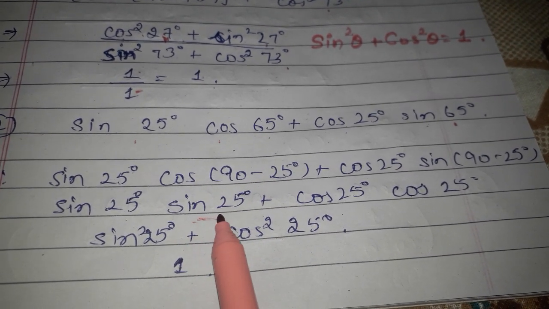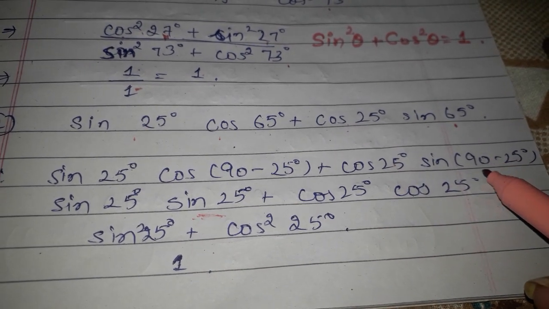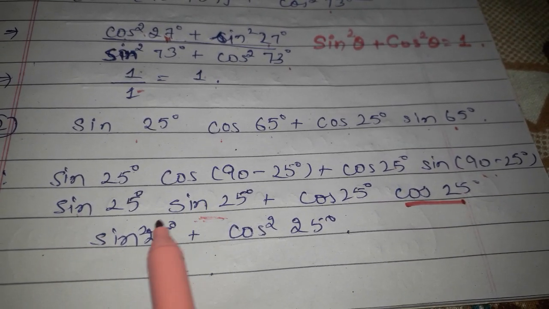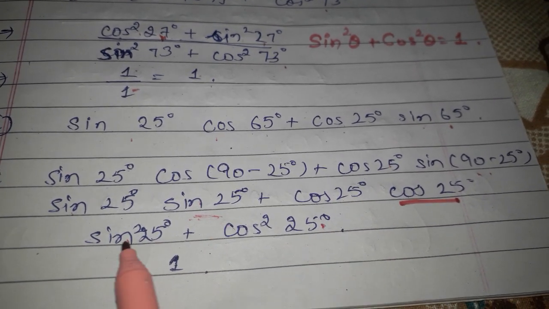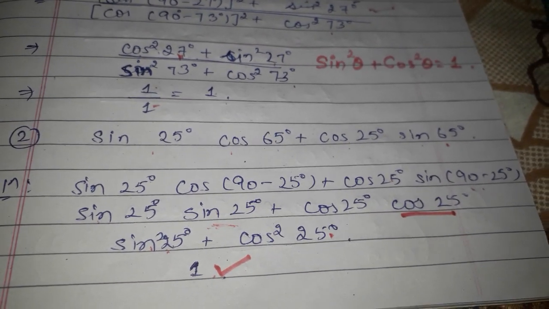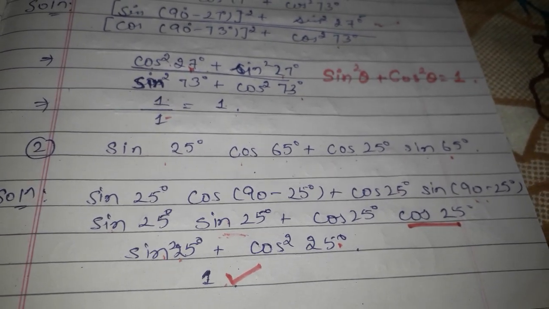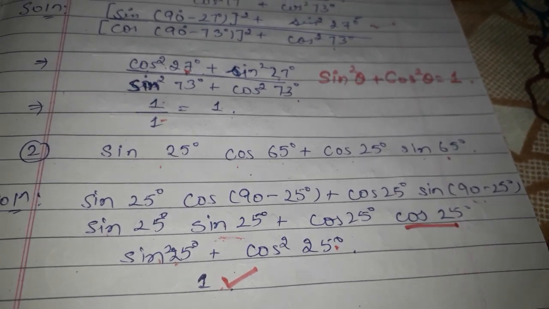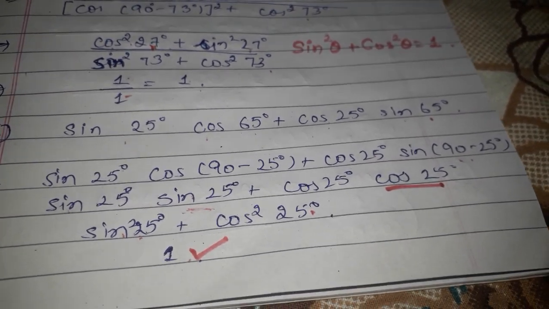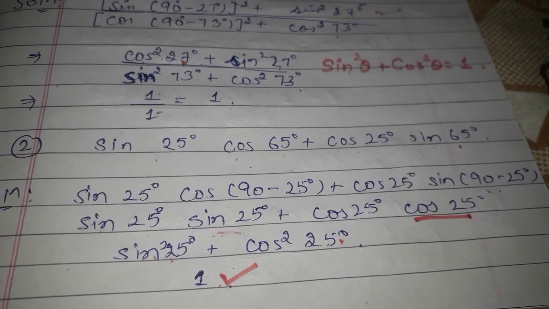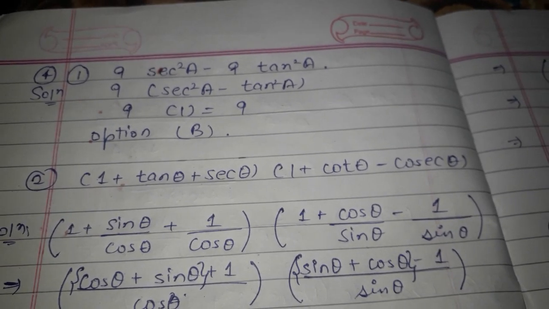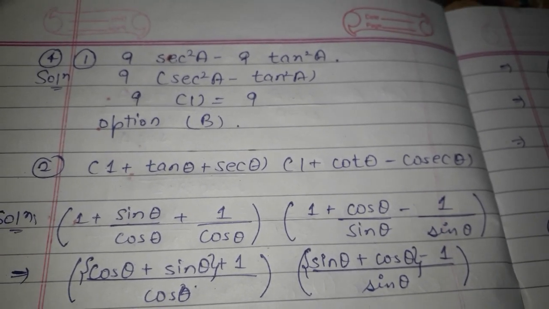Plus cos 25 degrees into sine (90 minus theta), which will become cos 25 degrees. So sine into sine will be sine square, cos into cos will be cos square. Sine square theta plus cos square theta is 1. This was the trick: we have to convert sine to cos or cos to sine, remembering that we have to make the identity sine square theta plus cos square theta, which will simply give us the value of 1.